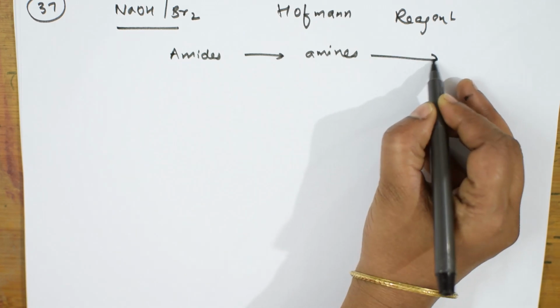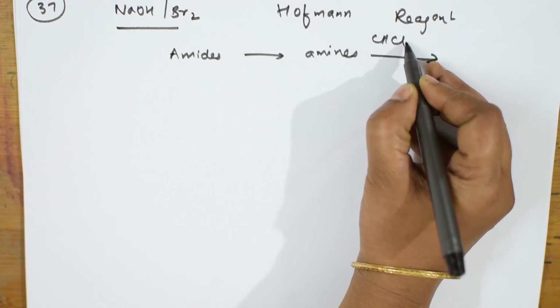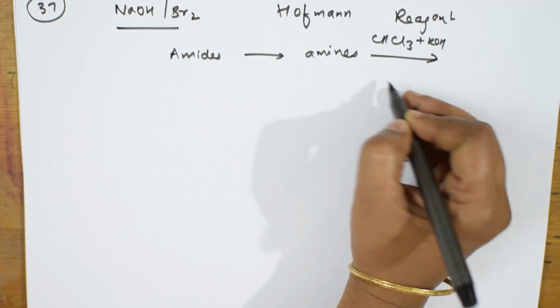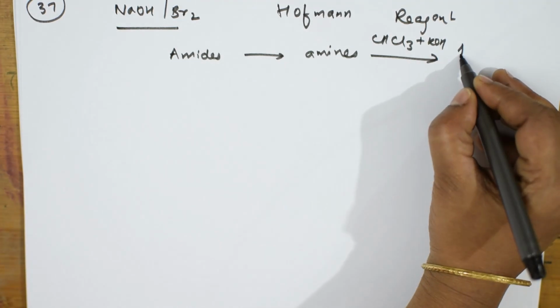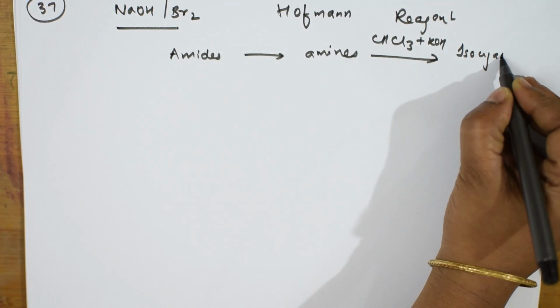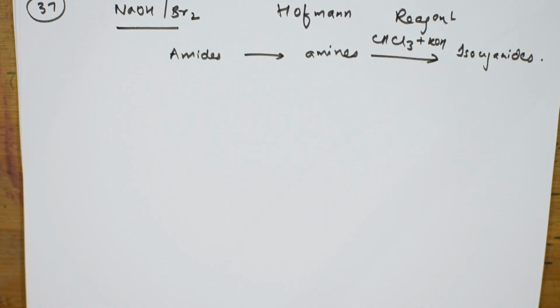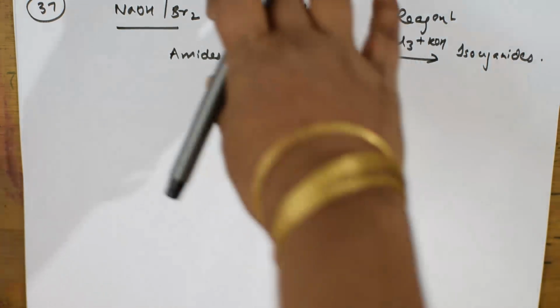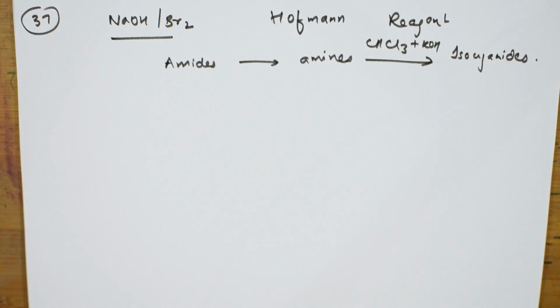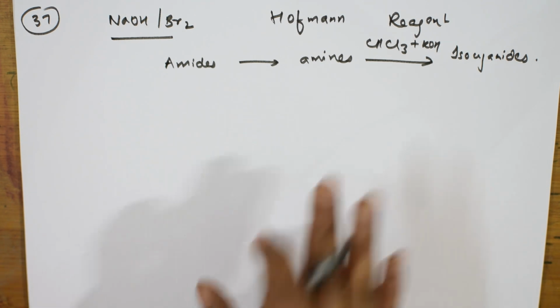And these amines, if you heat with chloroform and potassium hydroxide, amines get converted to isocyanides. Remember this. Sodium hydroxide in the presence of Br2 is going to convert amides to amines. Amines in the presence of chloroform and KOH give isocyanides.